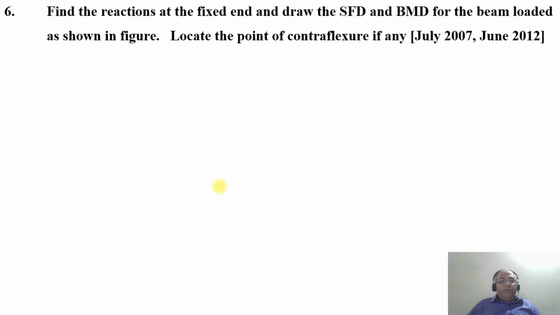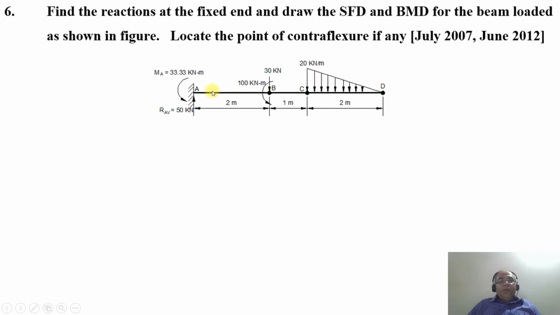Now we are going to take up one more problem on the cantilever beam, problem number 6, and it reads: find the reactions at the fixed end and draw the SFD and BMD for the beam loaded as shown in the figure. Locate the point of contraflexion, if any.